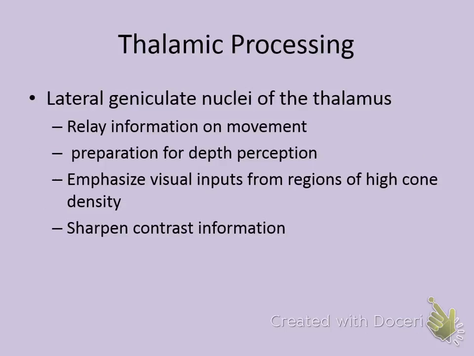So we have the lateral nucleus of the thalamus. It helps us to emphasize visual inputs. We get high cone density, and it tells us what's going on. Very sharp perception. We can see something that's bright and colorful, or we can see if the fruit is ripe or green. We know that those are good things.